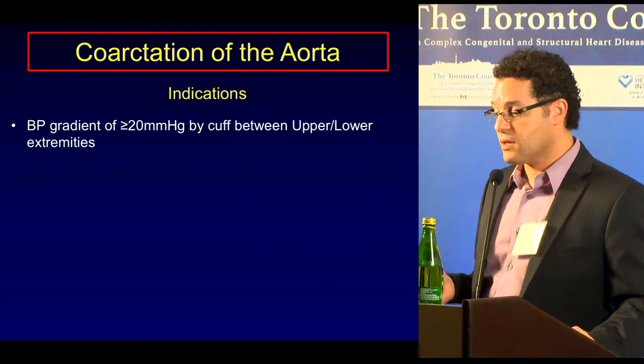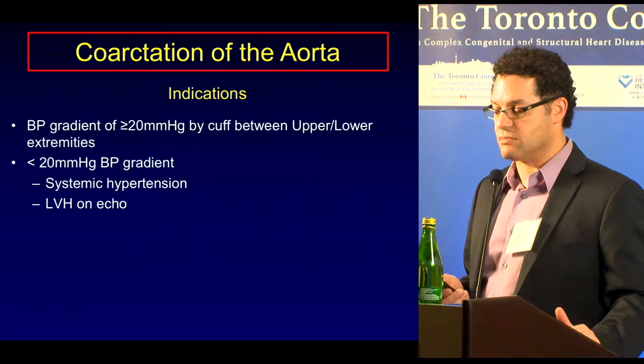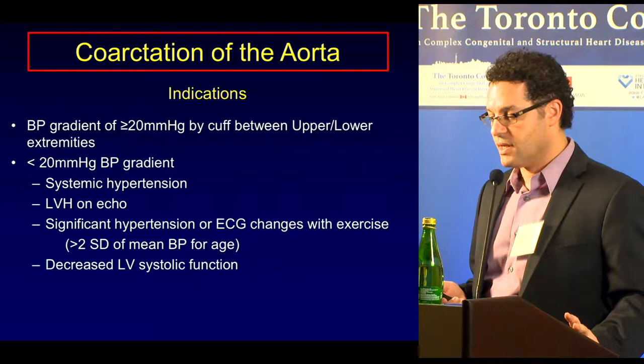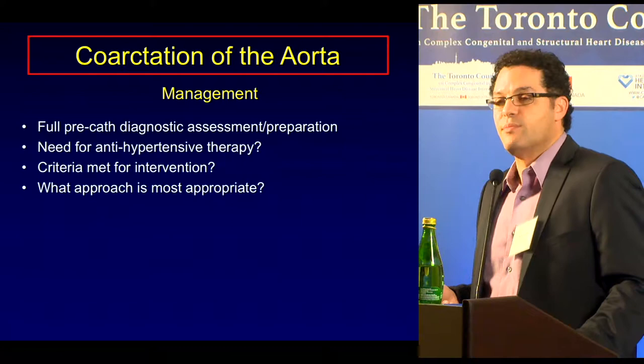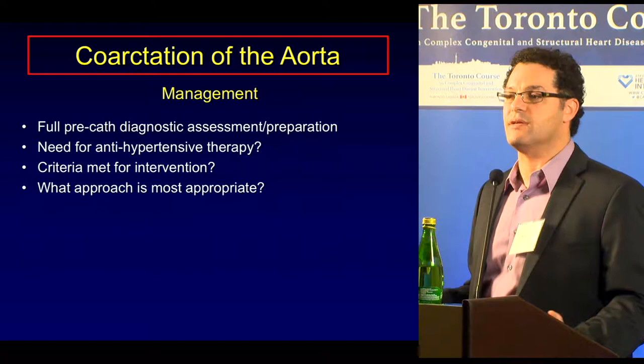If you have a less than 20 millimeter mercury blood pressure gradient, do they have systemic hypertension? Is there significant LVH on echo? Significant hypertension or ECG changes with exercise? Is there decreased LV systolic function so that you may be underestimating the true gradient? The other thing you may throw in there is that with a significant large number of collaterals, you may not get a significant gradient. A huge collateral burden would also be an indication. That didn't make it to the last slide, sorry.